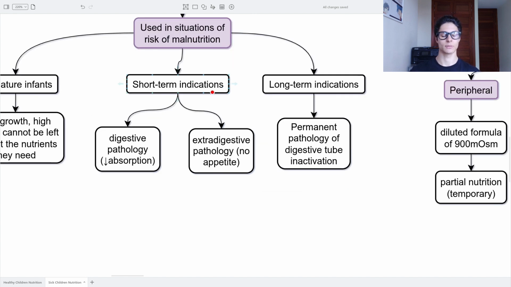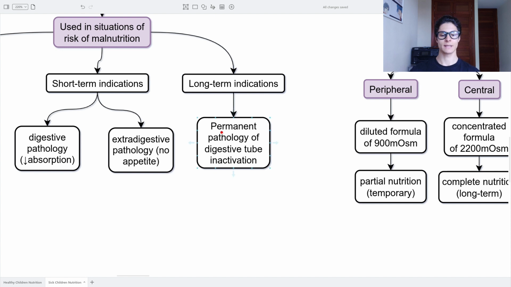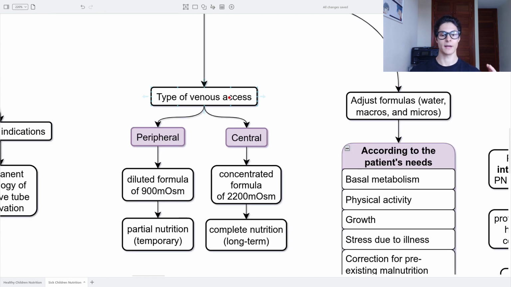Short-term indications: when there is a digestive pathology, for example, a lower absorption of nutrients through the gastrointestinal tract, then parenteral nutrition is recommended. Or maybe an extra-digestive pathology, when there is not that much appetite and people don't like to eat because they feel pain. So it's better to give them parenteral nutrition. And long-term indications: when there is a permanent pathology of the digestive tube and there is an inactivation, so it cannot be used anymore.